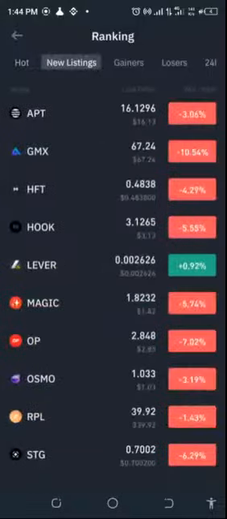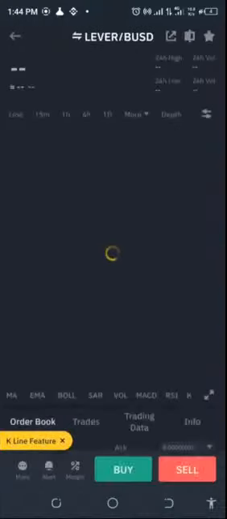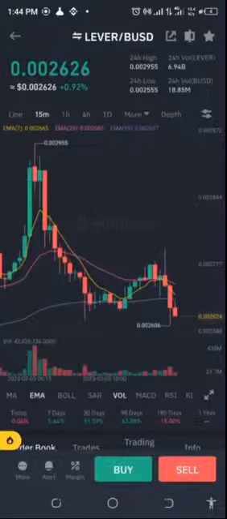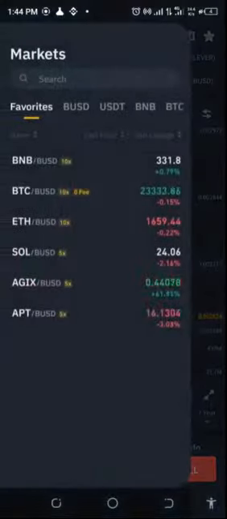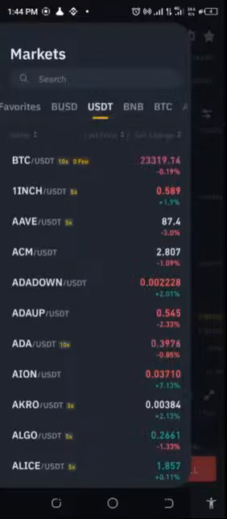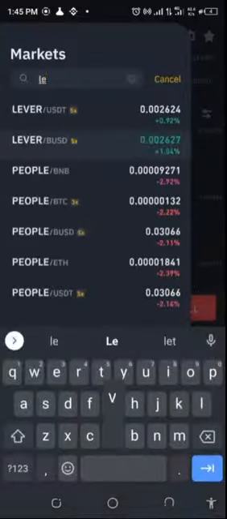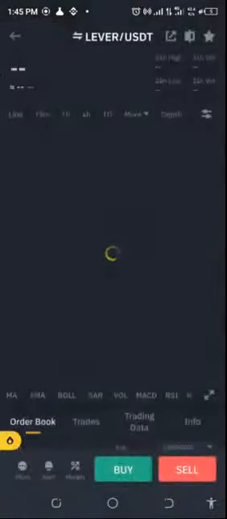There are some different pointers or parameters that we use to select a particular coin. Now, for our purpose, because we are using a very small amount of money to test, we are going to be looking for a coin that's quite cheap, not too expensive, so that we can use that to gain more profit. So I'm going to choose this one called lever. You can see it's showing lever BUSD, but I want it to be lever USDT, so let me go for the USDT version.